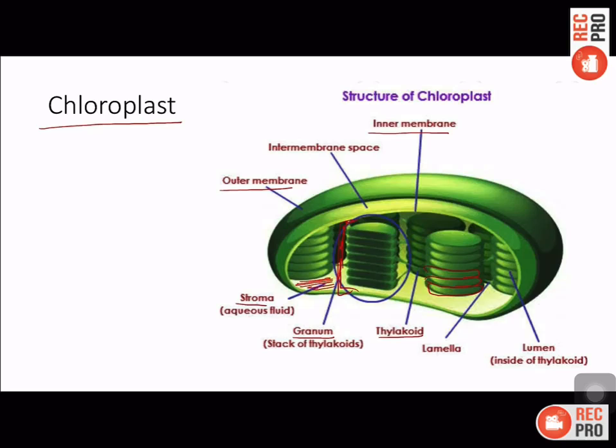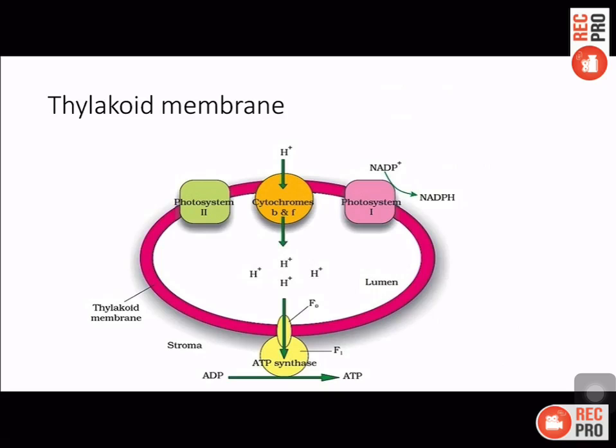The space below is called the stroma. Then the space inside the thylakoid is called the lumen. I have marked it, you can see, right? Now after this, let us study the thylakoid membrane as such, because all the reactions are going to take place in and around the thylakoid membrane. The space outside the thylakoid membrane is called the stroma. The space inside the thylakoid membrane is called the lumen.